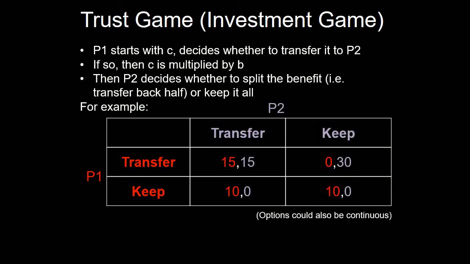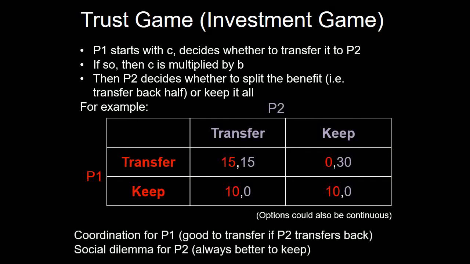And this is just a binary version where I'm saying you can either keep or transfer, but it could also be continuous, where player 1 chooses how much to send to player 2 and player 2 decides how much to send back. And again, the idea is that it's coordination for player 1, but a social dilemma for player 2. So that's one version of this sort of differing incentives across the two players.